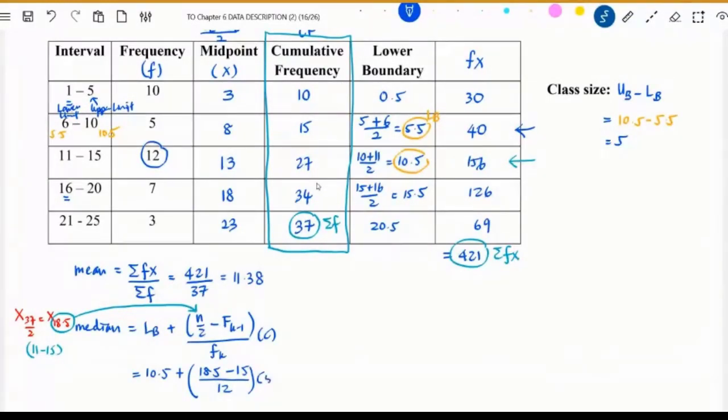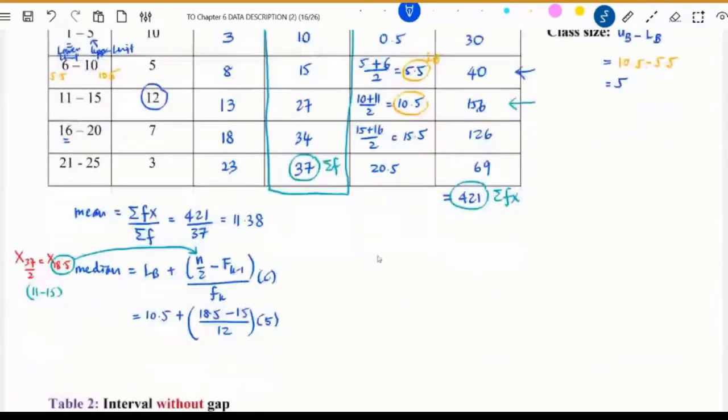So calculate, what do we get? What value do you get for the median? We will get 11.96. Okay, good.